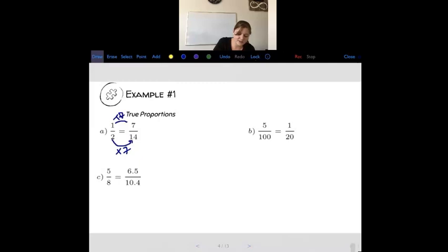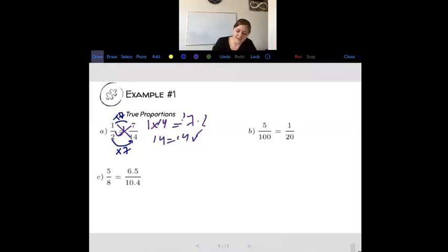Another way to do it is to cross multiply. So we would take 1 times 14, and then you do your equal sign, and we want to know if that's equal to 7 times 2. If we get 14 equals 14, a true statement, then it's also a true proportion. So you can use a factor, multiplying the numerator and denominator by the same thing, or you can use cross multiplication.